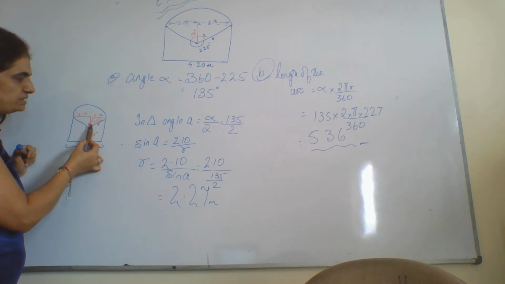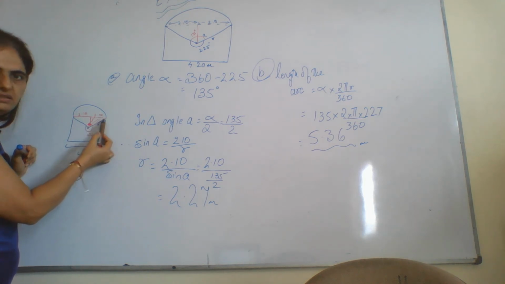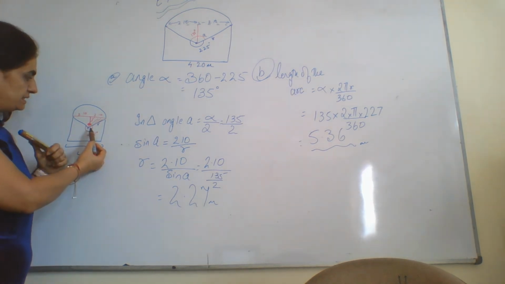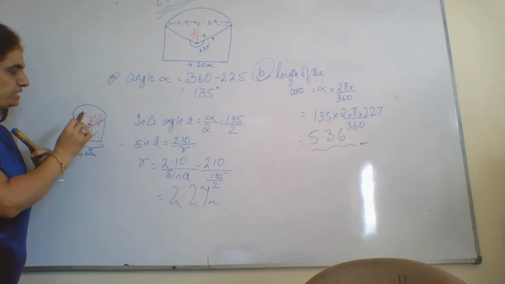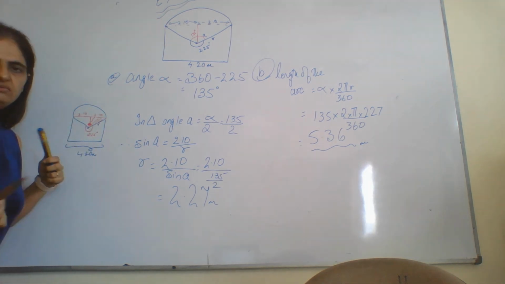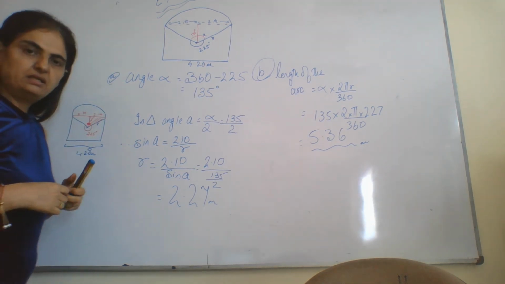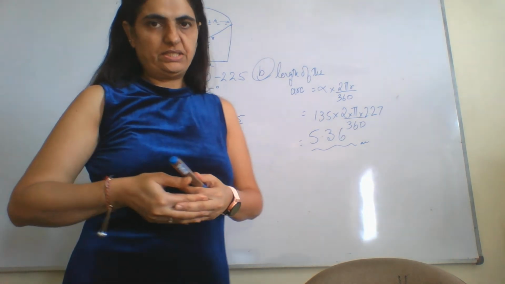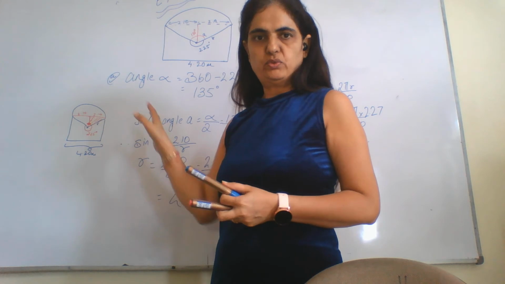Once I find out this, I have the opposite side, and I need to find the hypotenuse. So I will use sine here. And once I get that, I need to find the length of the arc. The length of the arc we find out by using the formula alpha times 2 pi r over 360. So that is the way I'm going to go about it.